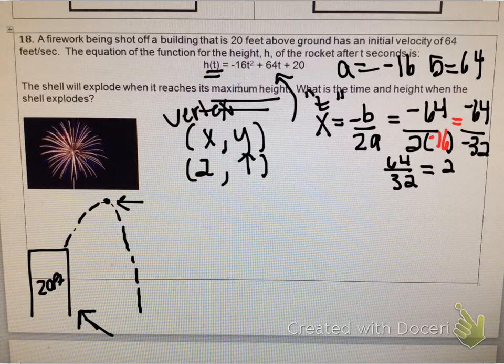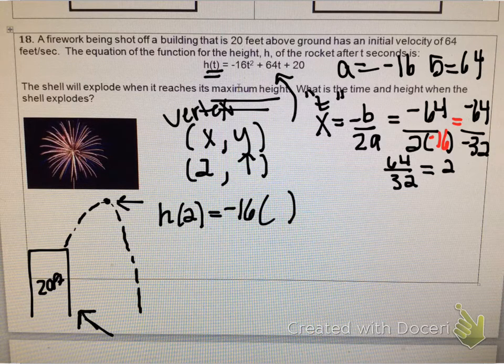How do I find that? Well, I plug in 2 for t. So h of 2 means I'm plugging in 2 for t. At 2 seconds, how high did it go? So negative 16 times plugging in 2 for t, so 2 squared. And then I have plus 64 times plugging in 2 for t again. And then plus 20.